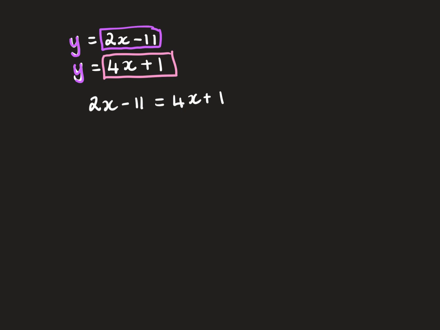Now, this is an equation that we can solve. This is an equation with variables on both sides. What I need to do, I need to get this 4x and get rid of it. How do I get rid of a 4x? Well, I'm going to take 4x from both sides. What do I have left here? I've got 2x minus 4x. That will give me negative 2x. I've still got minus 11 is equal to 1.